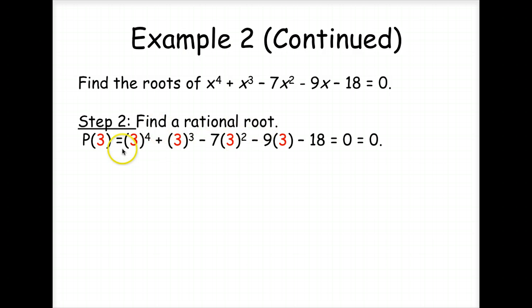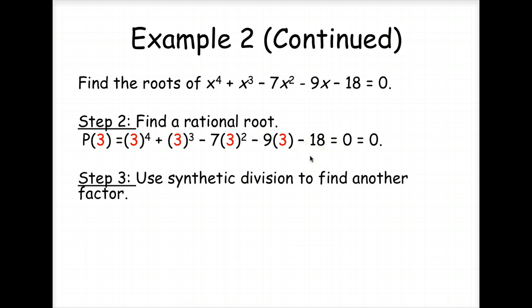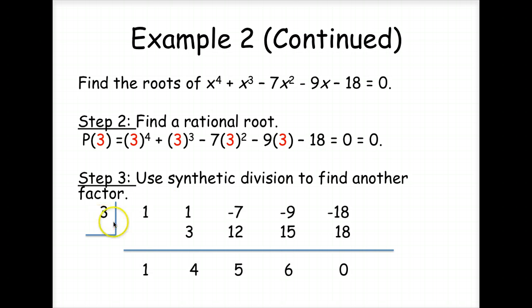Let's find a rational root. Well, apparently when we checked our roots, we found out that 3 was one of our rational roots. So let's use synthetic division, put our 3 here. Bring down our 1, 1, negative 7, negative 9, negative 18. Bring our 1 on down and do our synthetic division. Now we have a depressed polynomial, x to the third, 4x squared, 5x plus 6. And we know that this x minus 3 is a factor.